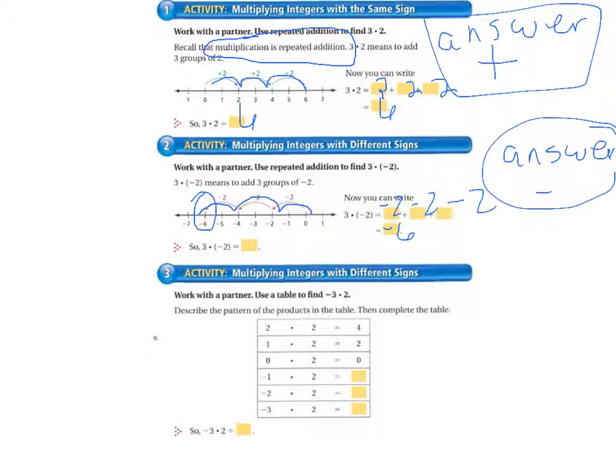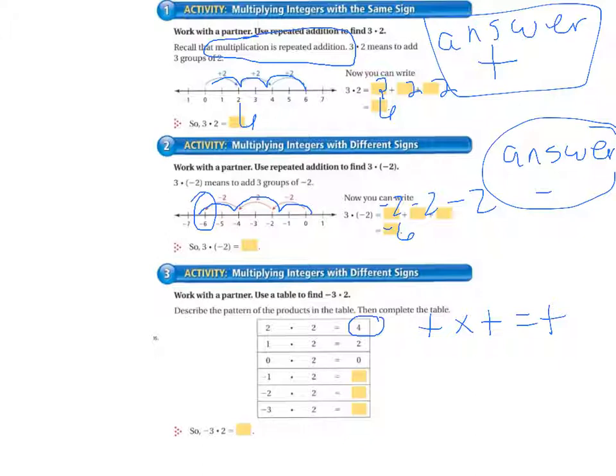So let's take a look at activity 3. We're using a table to find negative 3 times 2. It says describe the pattern of products in the table. So when we had 2 positive integers, we had a positive answer. So a positive times a positive equals a positive. And that was the same with the next one. 1 times 2 is 2, and 0 times 2, of course, is 0.